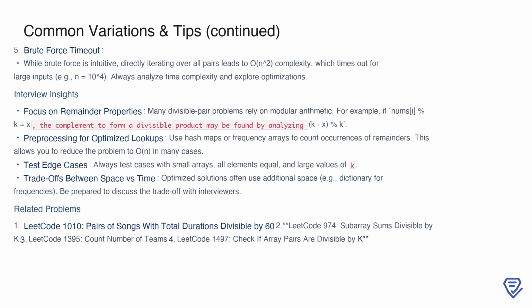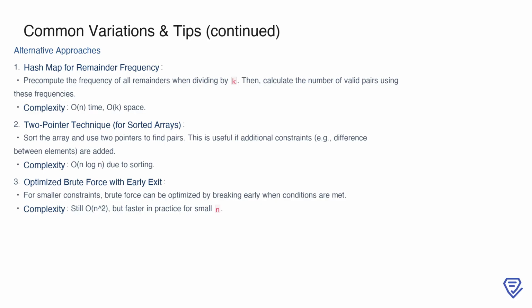It's also important to test your solution against diverse edge cases, such as arrays with a single element repeated, very small arrays, or large values of k. Additionally, be ready to discuss space-time trade-offs, as optimized approaches often require extra space to store frequencies. Finally, studying related problems like LeetCode 1010, 974, or 1497 will help you recognize recurring patterns and apply similar techniques effectively. There are also alternative approaches you might explore depending on the constraints.